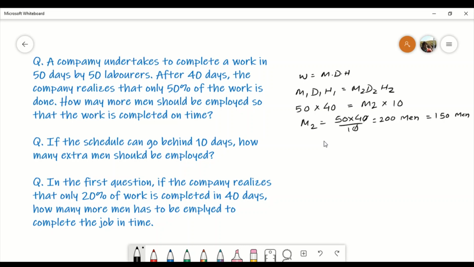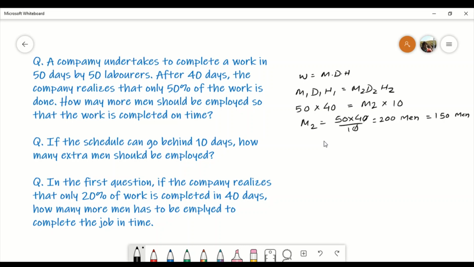Okay. So the next question is a slight variation of this. They say that let's say the contract was such that the schedule can go behind by 10 days, it is not a very strict contract, so the company can complete the work in 60 days. So how many extra men should be employed in that case?